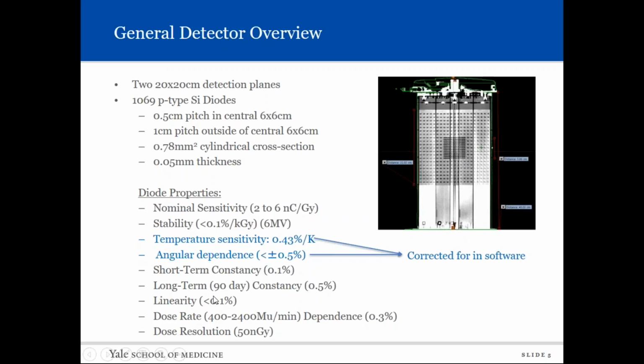The diodes themselves have shown very high linearity and consistency over a wide range of measurement parameters. Listed down below here are some of the parameters. The ones that show the greatest deviance are the temperature and angular dependence. These are, however, corrected for in the software. The angular dependence is naturally corrected for. You don't have to do anything to it. The vendor adjusts for that. Temperature sensitivity you do have to adjust for, but this is as simple as just plugging in a temperature reading every day.